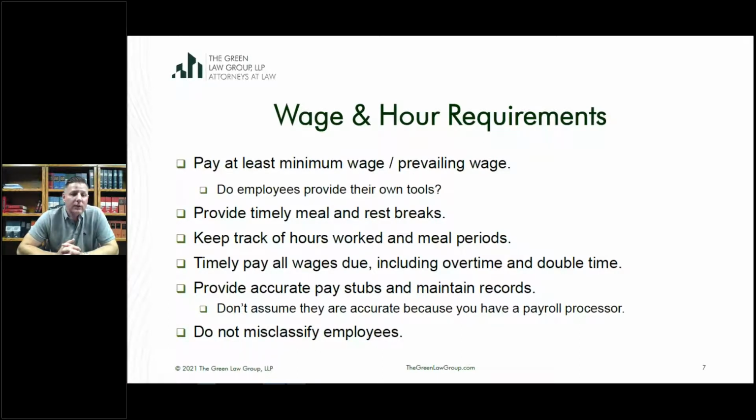Now, it's important that meal periods are given timely, meaning they must start within the 5th hour, before the end of the 5th hour of work. If you don't provide a meal period or you don't provide it timely, the penalty is 1 hour's worth of pay that you must pay your employees. There's a similar penalty for failure to provide rest periods.